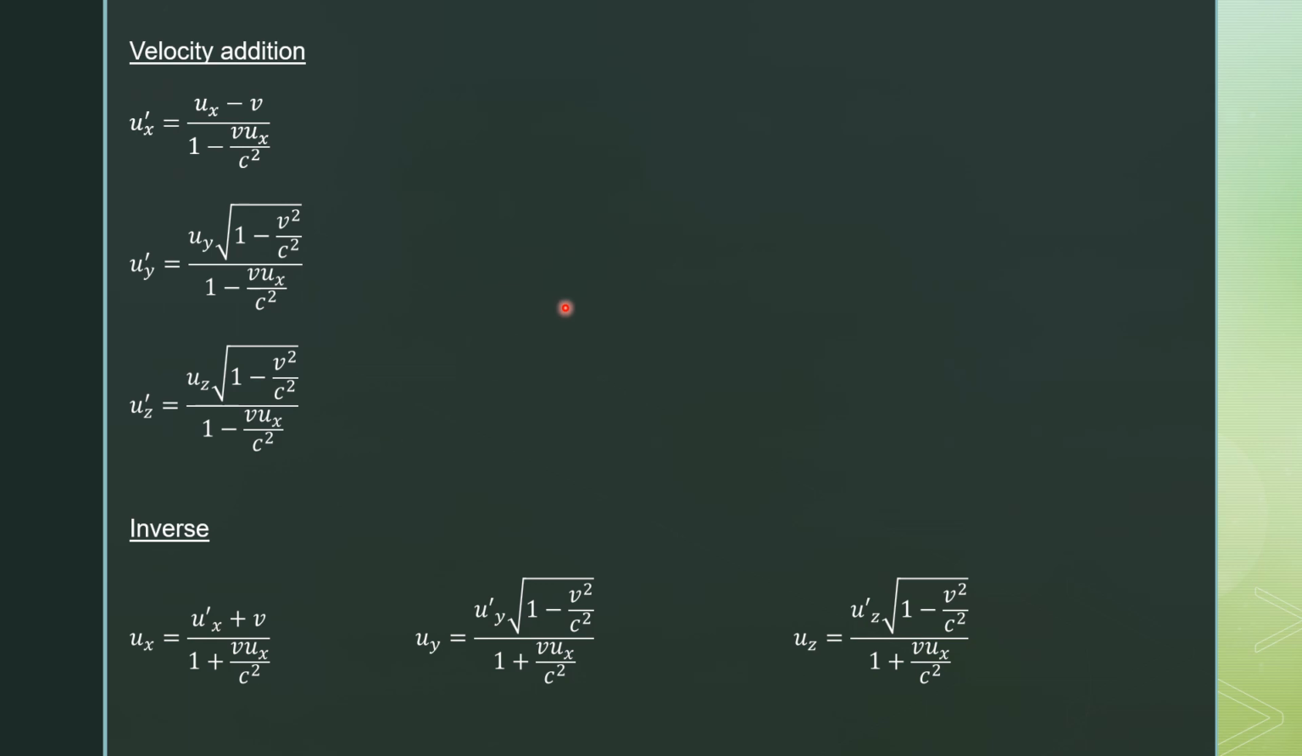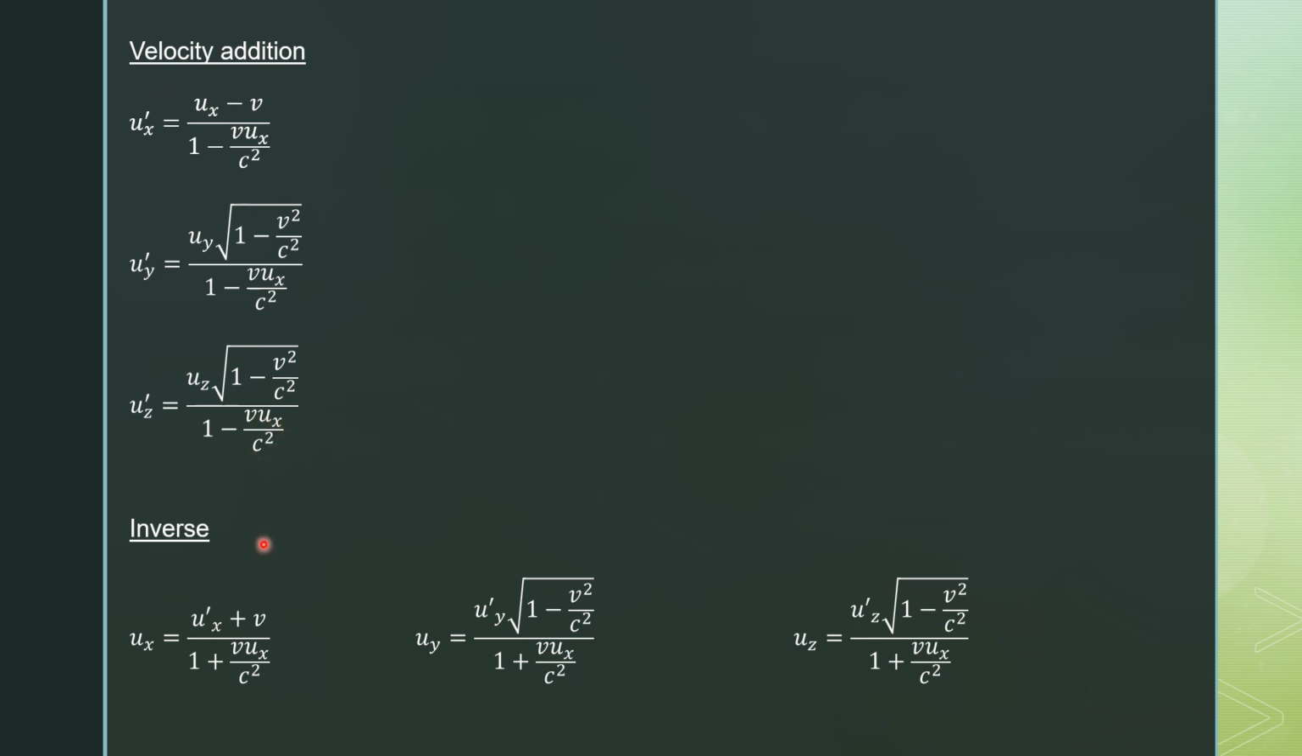Then here is our velocity addition. So we can write u_x' is equal to (u_x minus v) divided by (1 minus u_x v by c square). Here the body is moving in the x direction, and u_y' can be written as u_y root over of (1 minus v square by c square) divided by (1 minus v u_x by c square). And similarly u_z' can be written as u_z root over of (1 minus v square by c square) divided by (1 minus v u_x by c square).